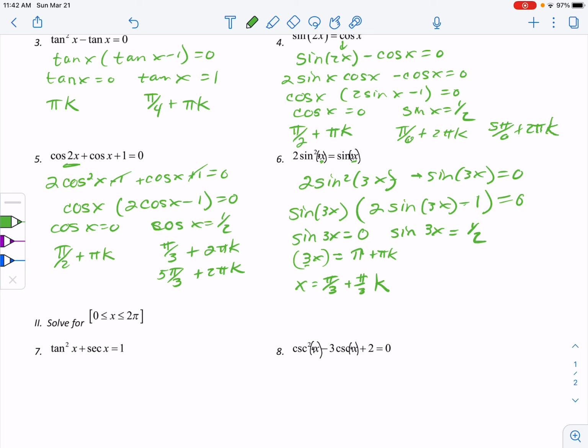Because it's halfway around the circle. Remember, the new period is 2 pi divided by b, 2 pi divided by 3, but we only need half of that because the sine is 0 here and here. It's halfway around. All right, the sine of a half is at pi over 6 and 5 pi over 6, just like it was for this problem. The difference is my period changed.